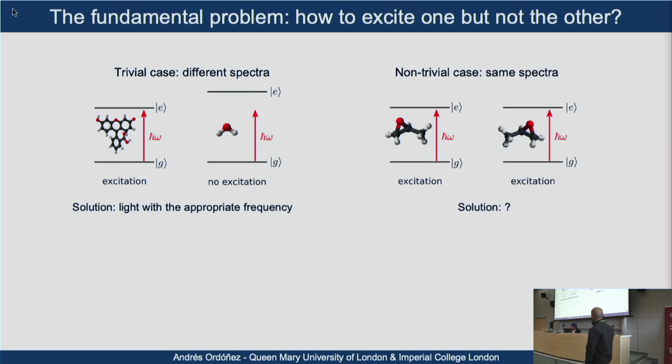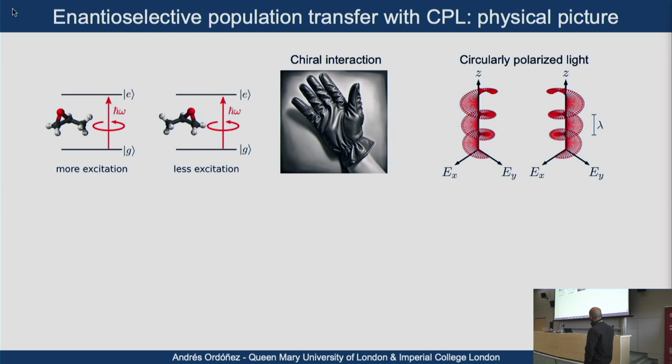But now, what if the mixture has two different molecules, but these two molecules differ from each other only by a mirror reflection? Well, in that case, they share the same energy spectrum, and we cannot just use the right photon energy to excite this more than that. So instead, we have to rely on using the chirality of light. Just like a right-hand glove fits a right hand, but not a left hand, chiral light of a given handedness will excite more one enantiomer than the other.